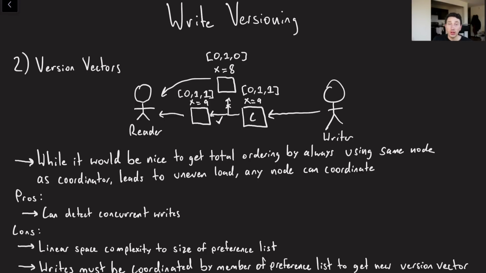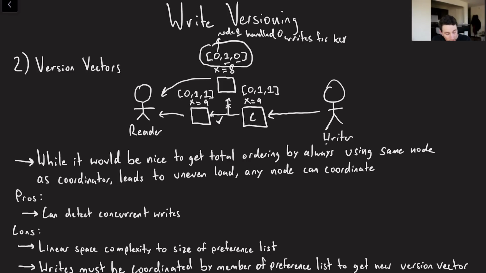So the gist is, if you recall, a version vector basically keeps track of, for every single node in our preference list, how many writes that node has handled. So in this case, it's saying node 1 has handled 0 writes for this key, node 2 has handled 1 write for the key, and node 3 has handled 0 writes for the key.